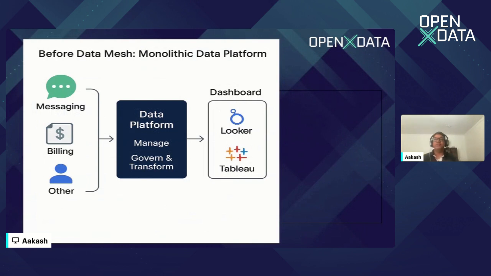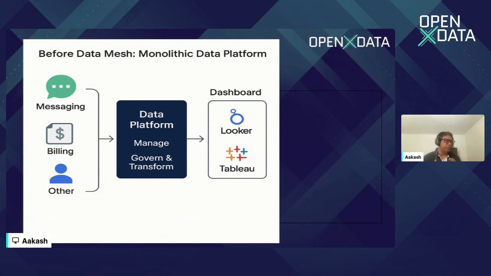This is the architecture we had for the data platform, where messaging, billing, and different kinds of domains in Twilio provide their data to a central data platform team to manage in a data lake, manage the governance on top of that, and manage GDPR compliance. They also apply a lot of transforms and make the data available for consumption from Looker and Tableau.